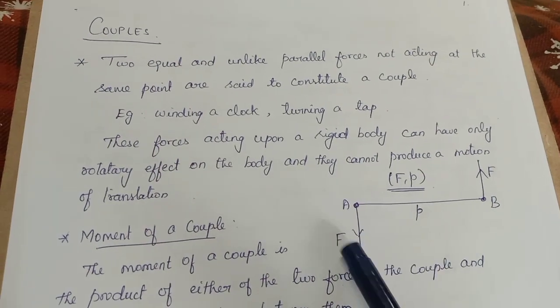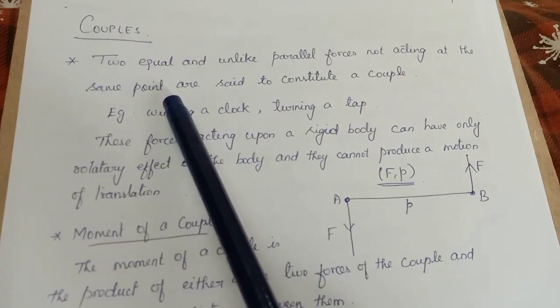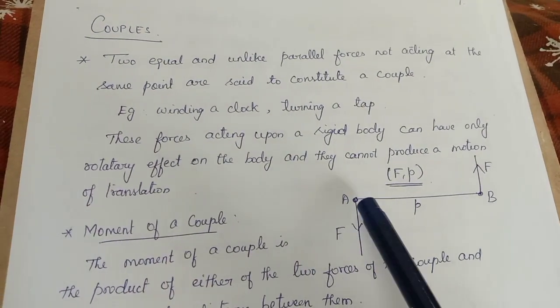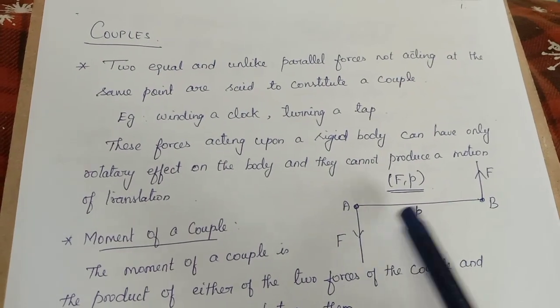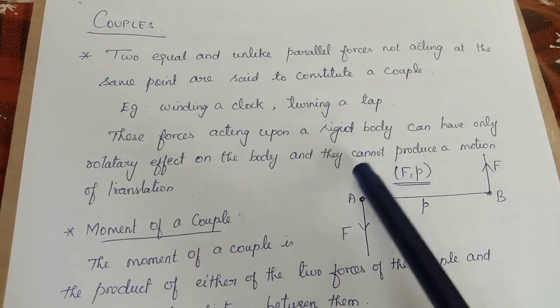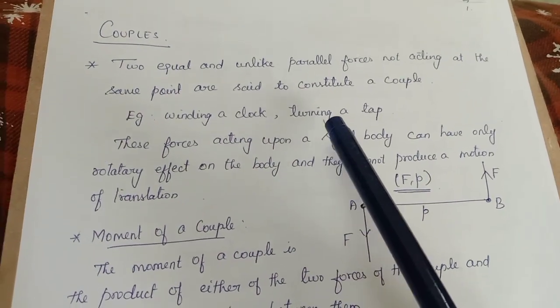So two equal unlike parallel forces which are not acting at the same point. If they act at the same point, the resultant will be zero, so that is not a couple. They should be acting at different points. Winding a clock and turning a tap are examples of couples.